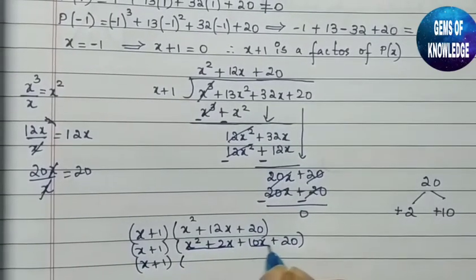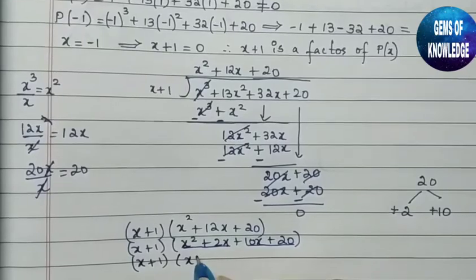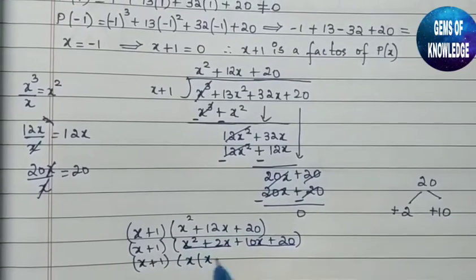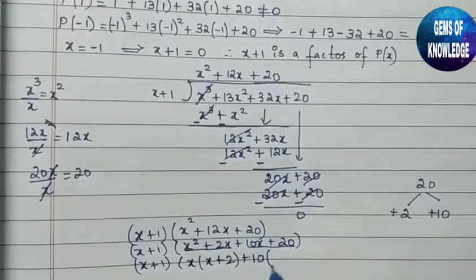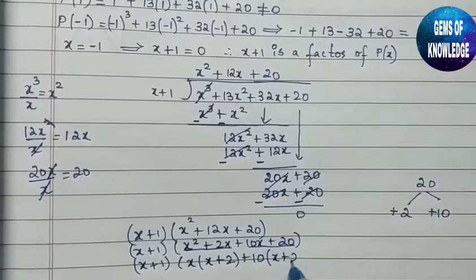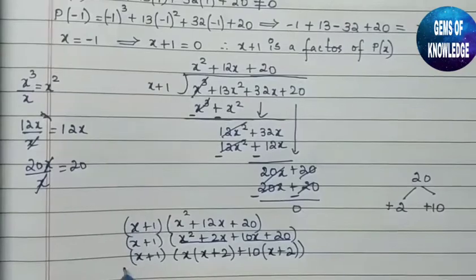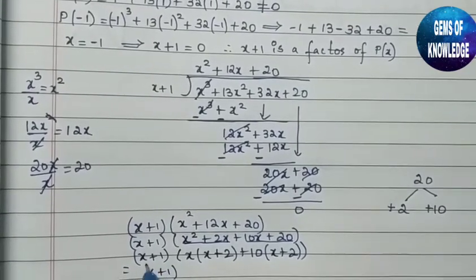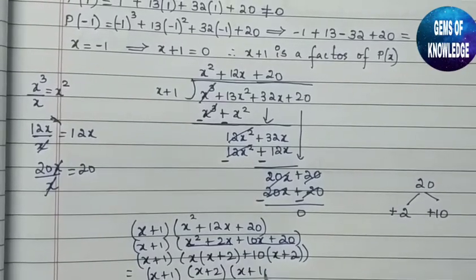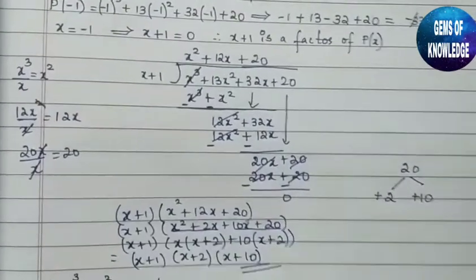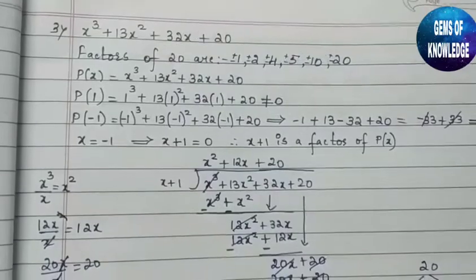So let us group these two. Here I'll take x common and one more x will be remaining, plus 2, plus, let me take 10 common over here. So what will be remaining? x plus 2 will be remaining. So here the values will be x plus 1, x plus 2 and x plus 10. So these are the three factors for this term.